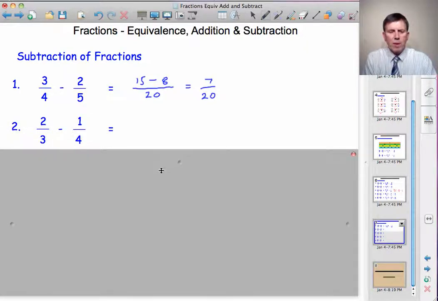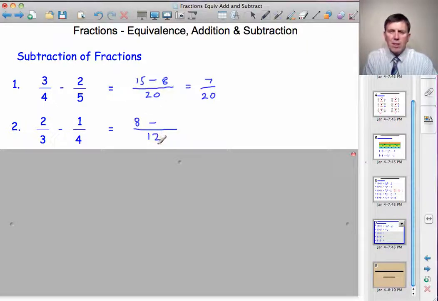Example 2, 2/3 minus 1/4. Lowest common denominator for 3 and 4, the lowest number they'll go into is 12, 3 times 4. I've multiplied the 3 by 4, so do the same at the top. Always remember why we're doing this. It's because 2/3 is the same fraction as 8/12.